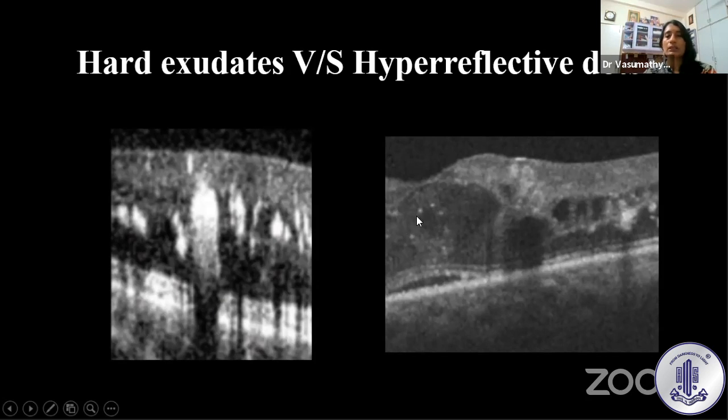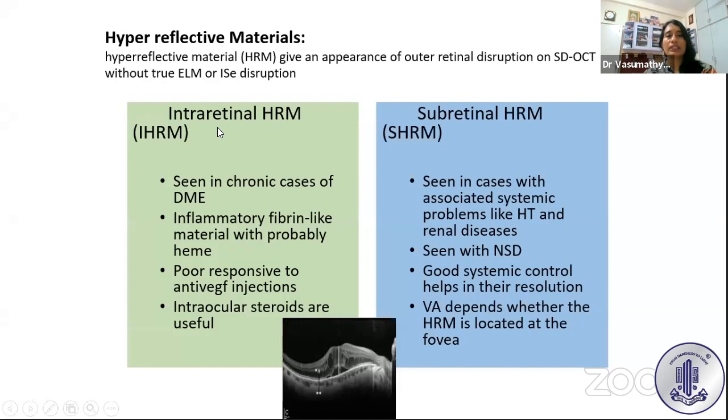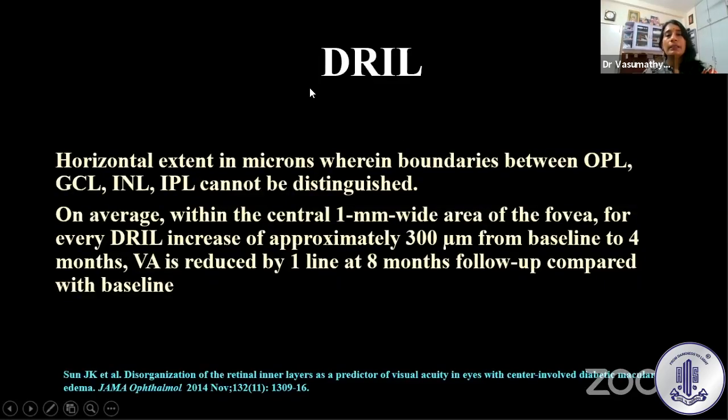The hard exudates are thicker and usually associated with shadowing, whereas the hyperreflective dots are usually smaller. And they can be present intraretinally, and usually there is a poor response to anti-VEGF injections. And because of the inflammatory pathogenesis, intraocular steroids are probably more useful. In subretinal hyperreflective dots, one must rule out hypertension and diabetic nephropathy. And good systemic control is very, very important in such cases.